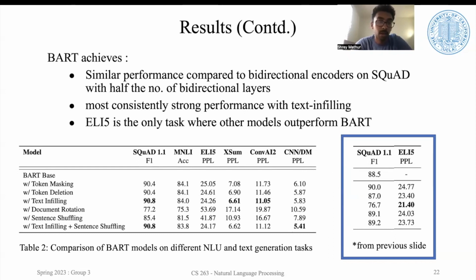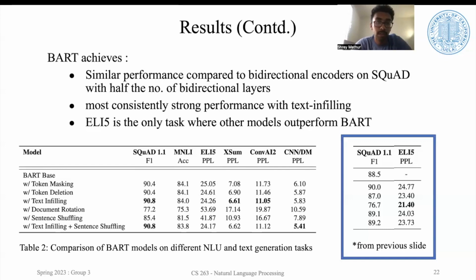We can see that BART achieves most consistently strong performance with text infilling. And this might be because text infilling is a complex task as compared to the other tasks, and hence it is able to capture the intricacies of natural language text in a better way. We can also see that document rotation and sentence shuffling are not performing as well on most of the tasks. And this can be because these tasks are inducing noise in the input data, which is preventing the model from getting a good representation of the text.